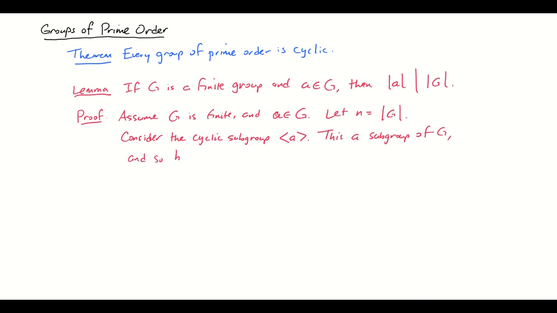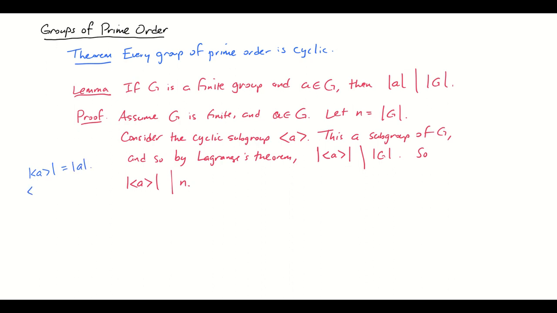And so, by Lagrange's theorem, the order of this subgroup has to divide the order of G. In other words, the order of this subgroup has to divide N. That's what we said the order of G would be. All right, but what does that mean? Another thing that we've proven about these cyclic subgroups is that when the order of A is finite, the order of this cyclic subgroup is the same as the order of A.